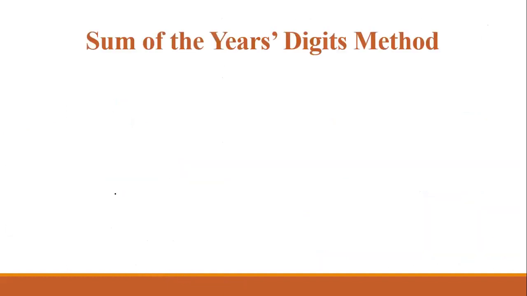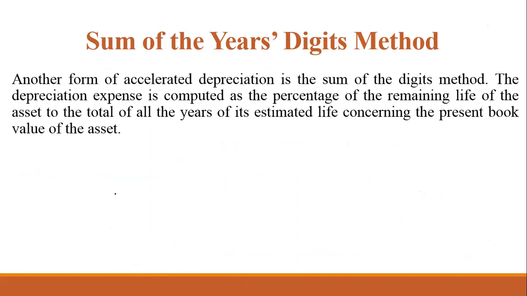Okay? And we also have the sum of the years digit method. So, this is another form of accelerated depreciation. Okay? So, accelerated siya. So, the sum of the digits method. Alright?